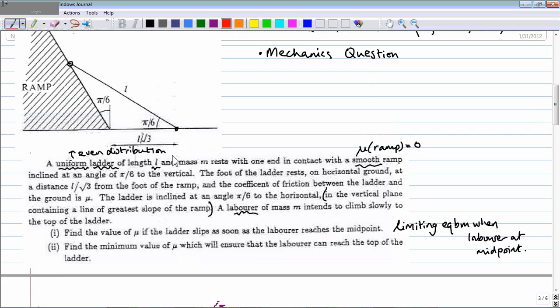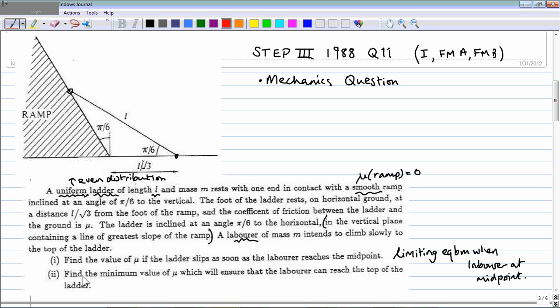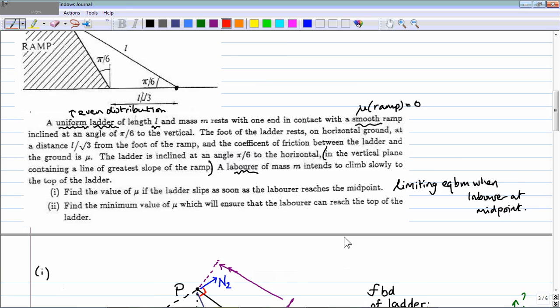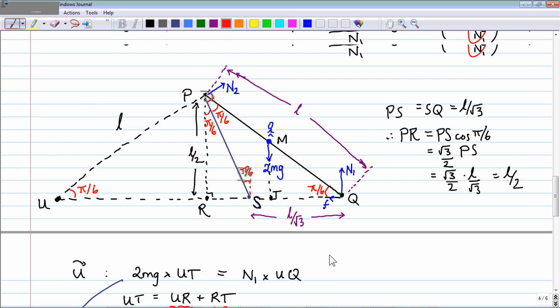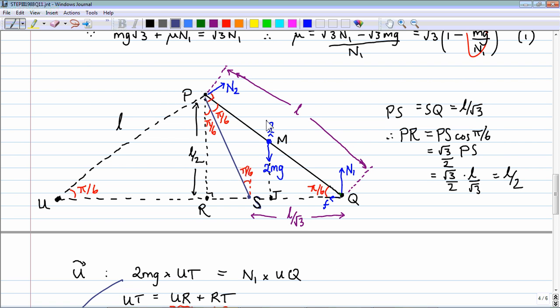Find the minimum value, so here's the question again, look at the bottom. Find the minimum value of mu which will ensure that the labourer can reach the top of the ladder. So if the labourer is to continue climbing from this point and go all the way to the top at P, then his mg, his weight force, will be acting at P, and the minimum value of mu will again correspond to limiting equilibrium.